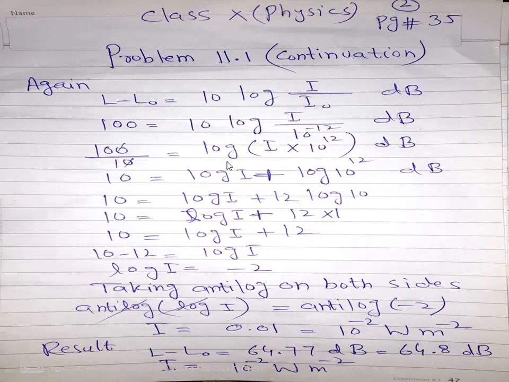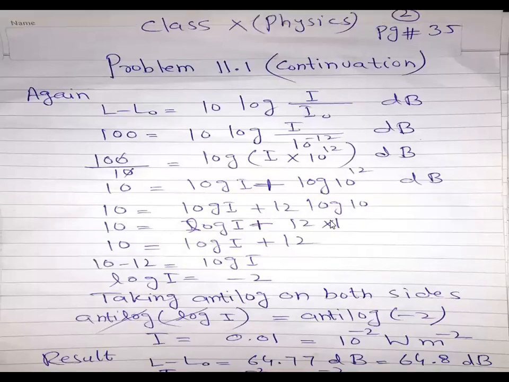You use again the same property: log I plus log 10 to the power 12, so log I plus 12 log 10. You use the same property of the log as we discussed in the last part of the same numerical. So 12 will come before the log, giving 12 log 10. If you take log 10 on the calculator, you will get 1. So 12 multiplied by 1 is 12. So log I will be the same as it is.